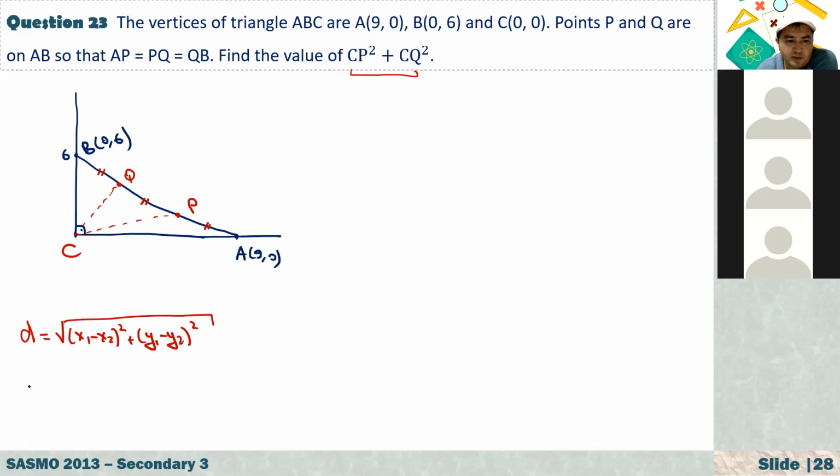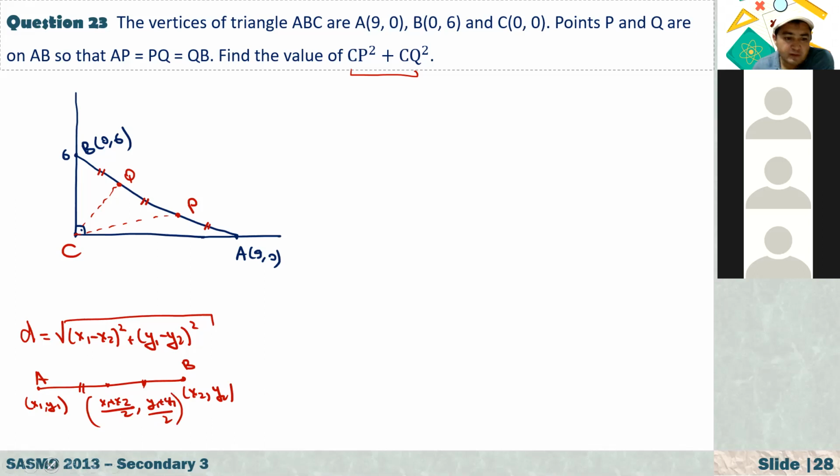And how about the midpoint? If you are given 2 points, again, let's say this is A and this one is B. Coordinates are x1 and y1, and this one is x2 and y2. How do you find the midpoint? The midpoint coordinates are (x1 plus x2) over 2 and (y1 plus y2) over 2.